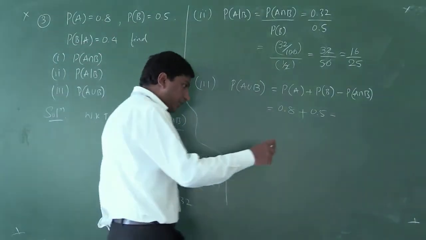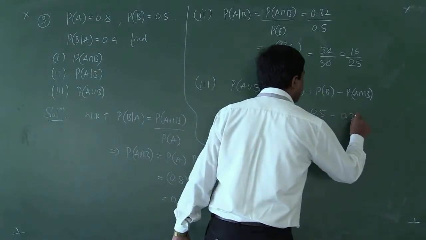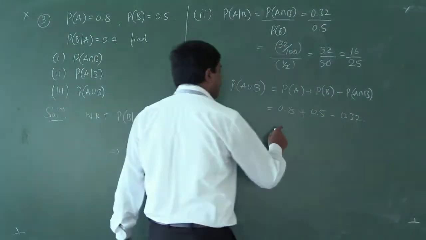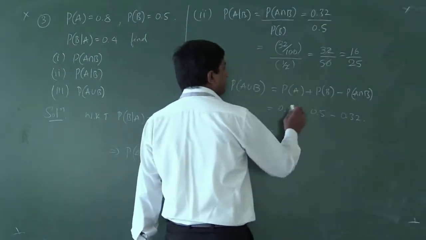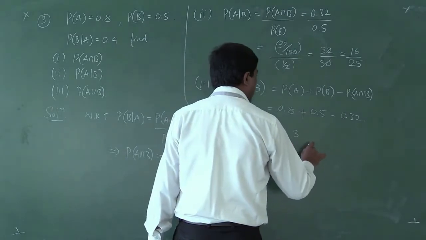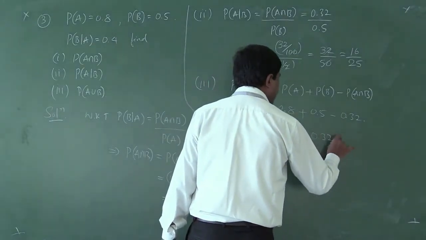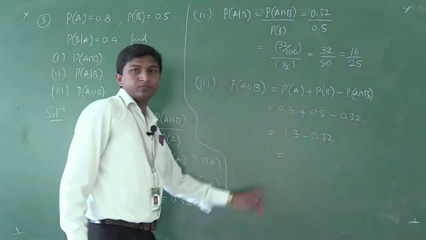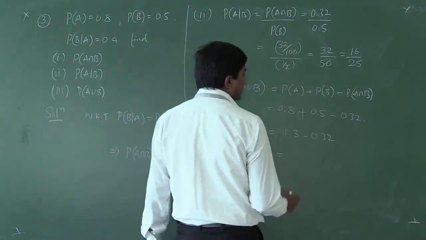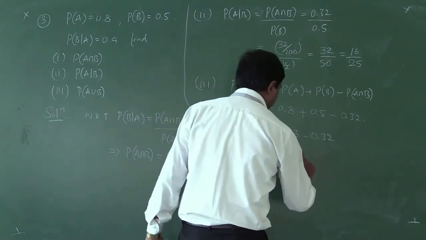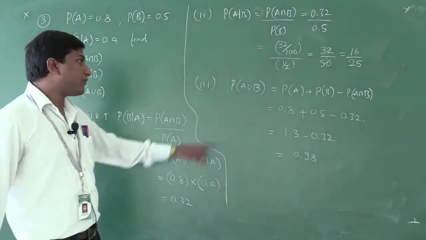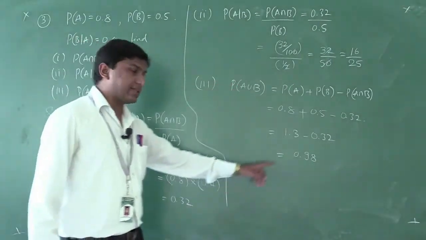It is 0.32. Okay, what is 0.8 plus 0.5? 0.8 plus 0.5 is 1.3, minus 0.32. 1.3 minus 0.32 gives us 0.98. So the value of P of A union B is nothing but 0.98.